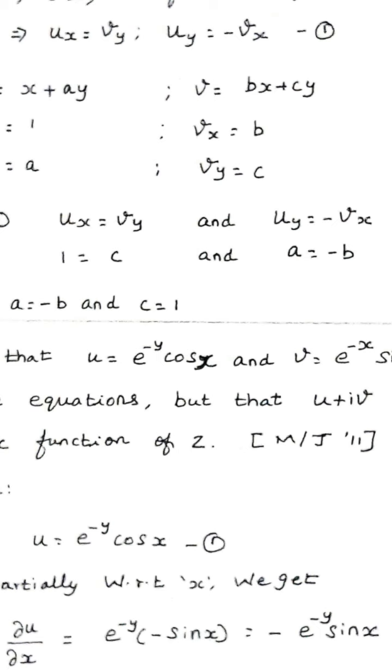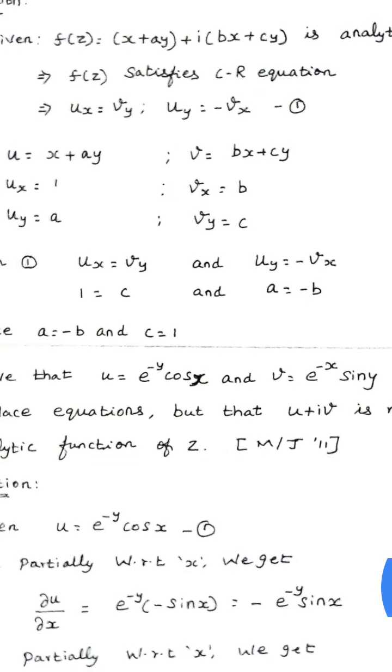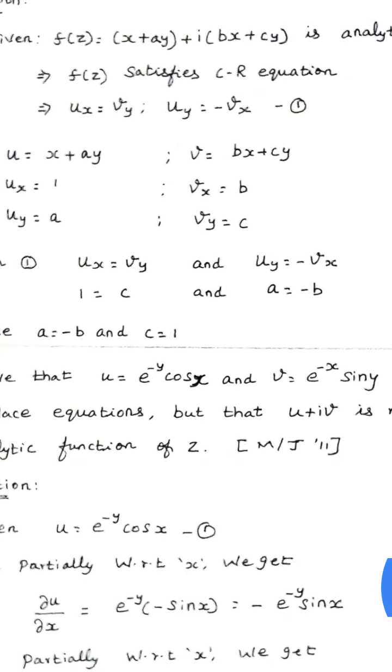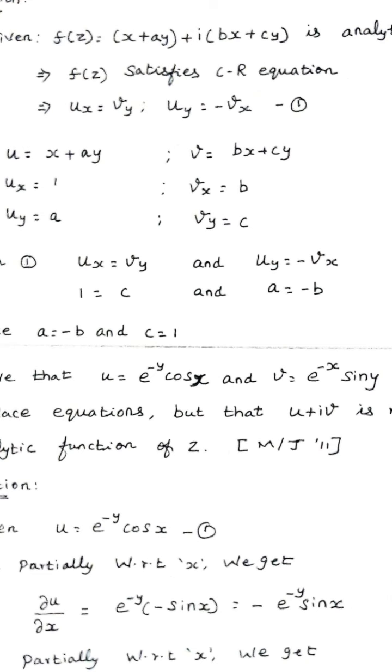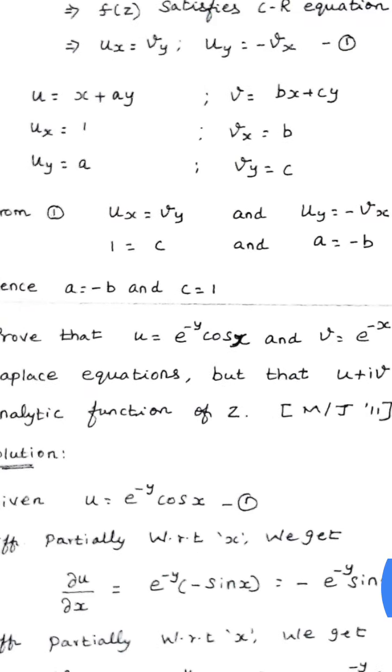And what is my Vy value? Okay, since the given function is an analytic function, I can use the CR equations. So that is nothing but what? Ux is equal to Vy and Uy is equal to minus Vx. Just substitute those values, then you will get the value.